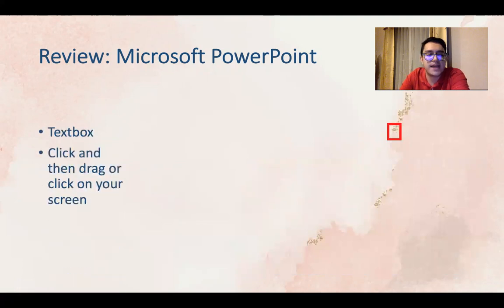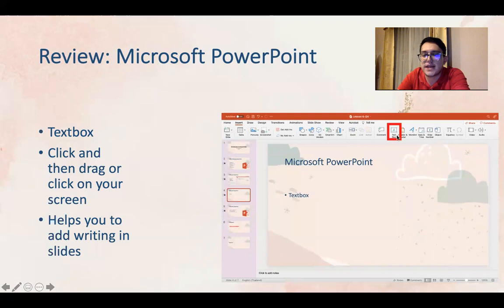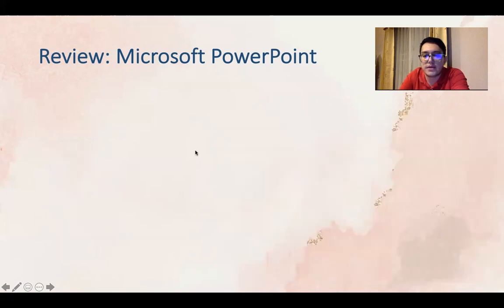Next, we have text box. By clicking and then dragging or clicking on your screen, you can activate the text box. It helps you to add writing in slides. This is the text box, and you can click on it and it will open the text box to type in.